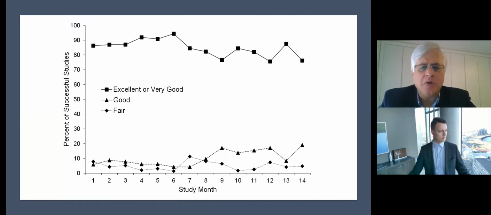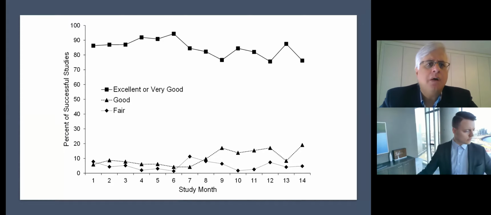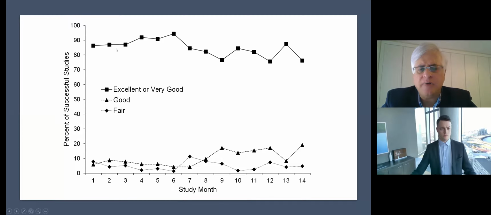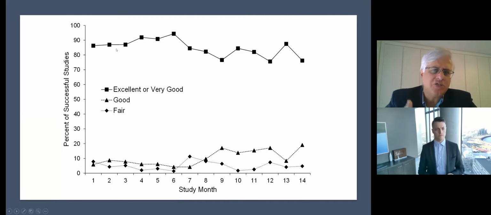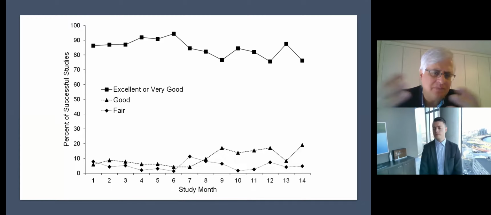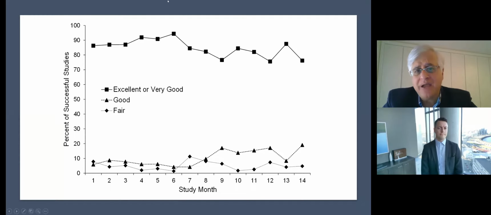And here's what we noted over the 14-month period. A majority of our studies that were successful were excellent or very good. We don't make a distinction between those because excellent or very good were so useful in every way that collapsing them made sense. So 85% were very good or excellent. Even the good and the fair, which are the residuals, were quite stable over the 14 months that we used this technology.